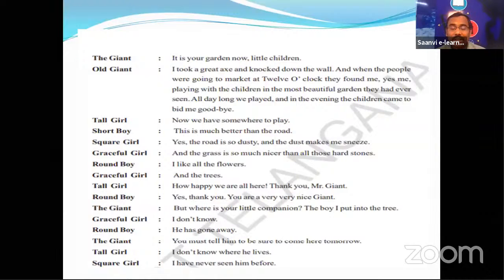The old giant took a great axe and knocked down the wall.